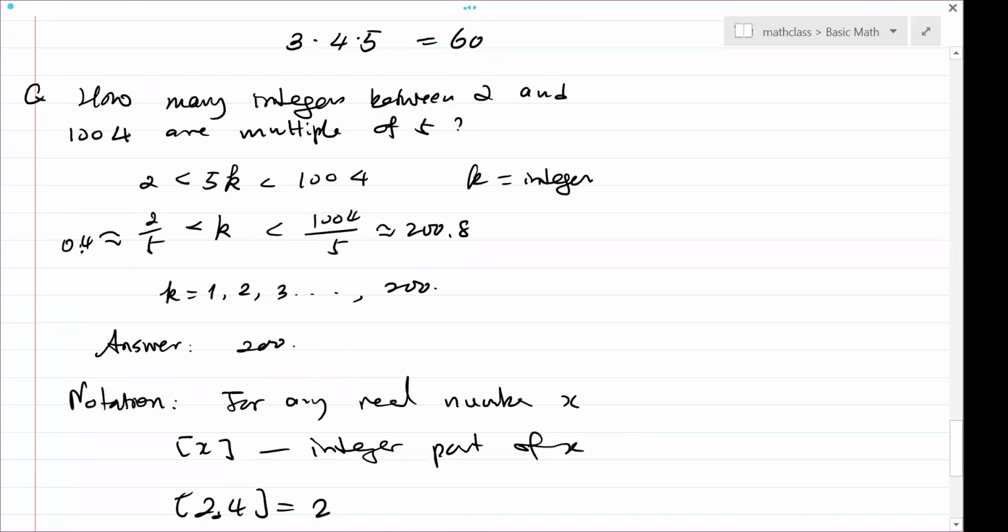Then k could be 1, 2, 3, 4, all the way to 200. So there are 200 choices for k. That's why you get 200. And for every choice of k, you get a multiple of 5 between 2 and 1004.